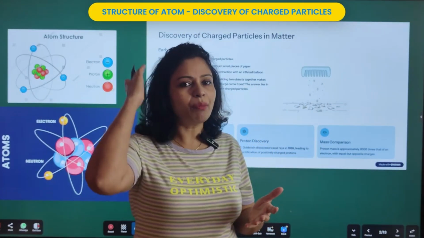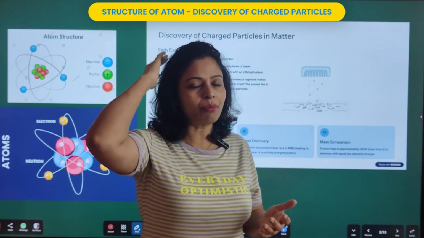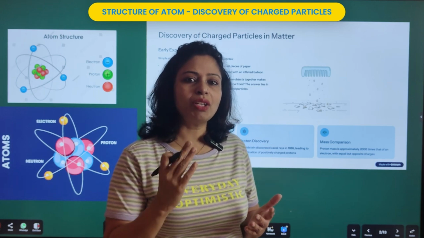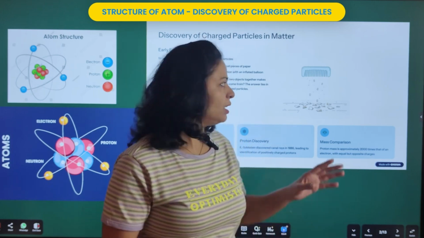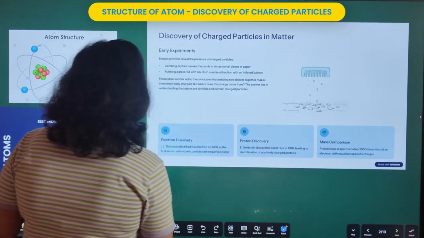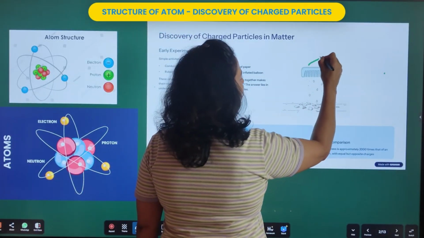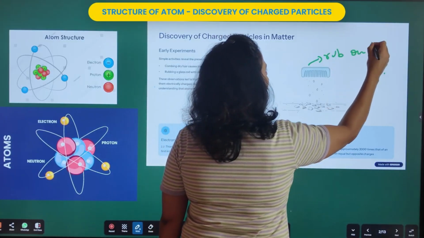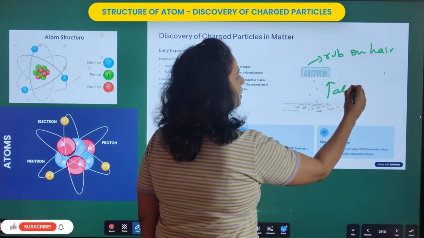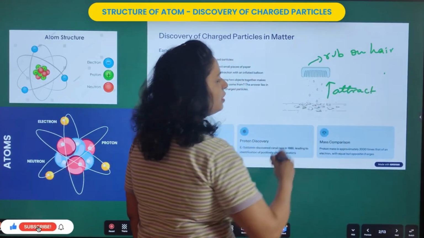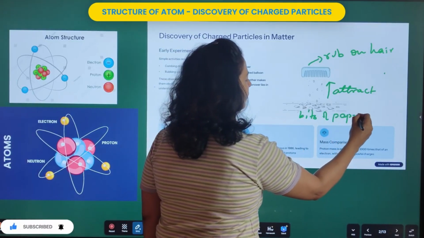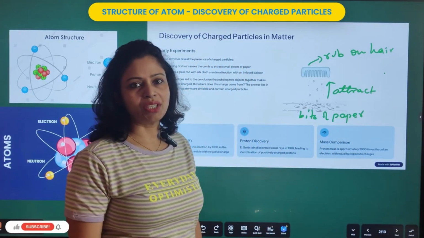You can take a comb and rub it on your hair. After rubbing it with your hair, you see that the comb starts attracting bits of paper. If you rub the comb on hair, it will start attracting the bits of paper. These are the bits of paper. Now why is this attraction happening?